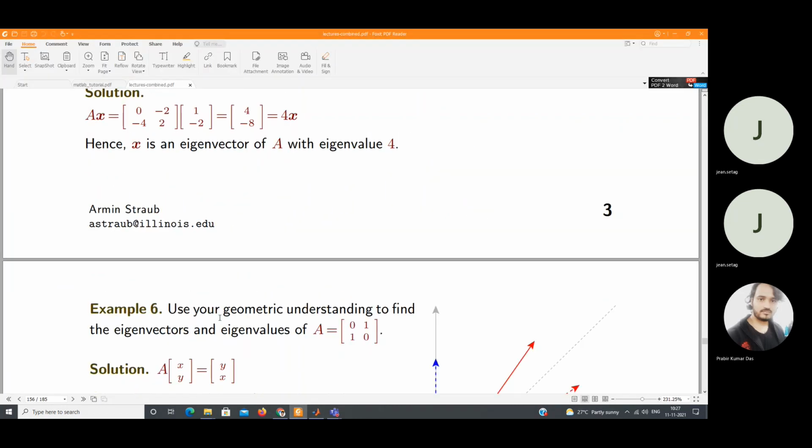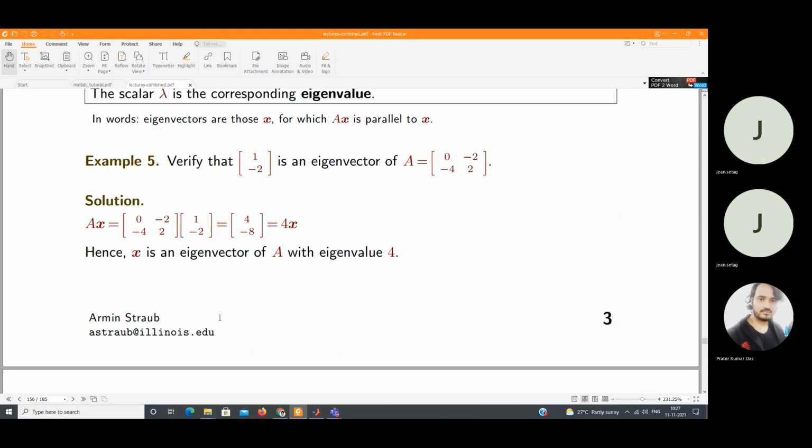Sir, now we have to calculate the eigenvalue for the matrix 0, -4, 2, -2? No, you have to calculate the eigenvalue for only this equation. You don't have to bother about the eigenvector. Right now, I'm interested only in the eigenvalue. So how can you calculate it? You just put the determinant of A minus lambda into I. You can calculate it orally also.